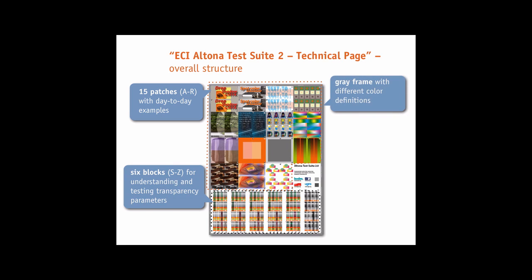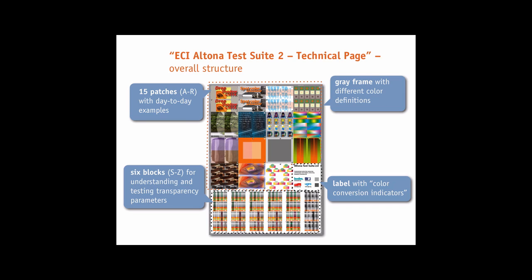And we have a gray frame around the page, which is, if it's properly rendered, a consistent gray. Nevertheless, it's divided in sections that have different color definitions, like black only, black with transparency, RGB and LAB. And if everything is properly processed, there is a consistent gray, although it's made of different colors. And last but not least, we have the label saying that it's the Altona Test Suite 2.